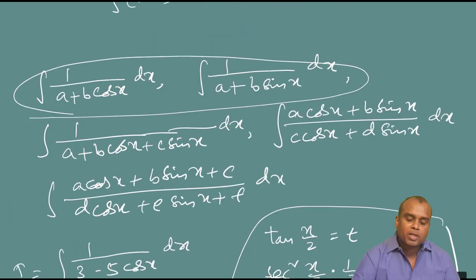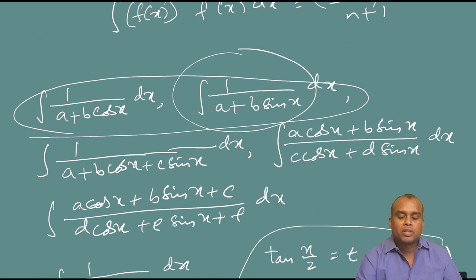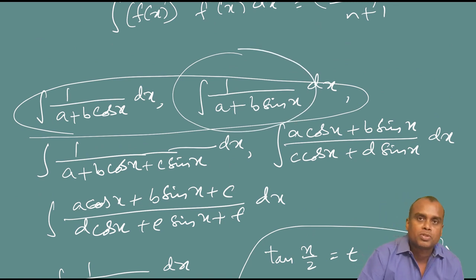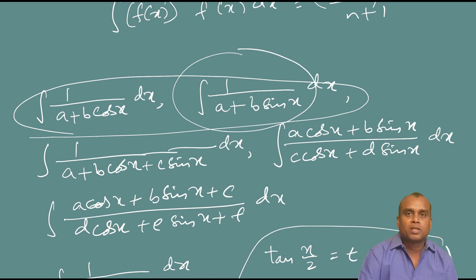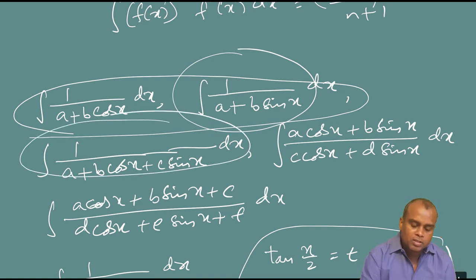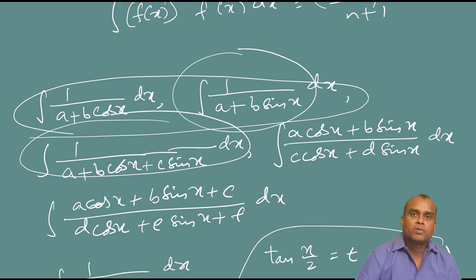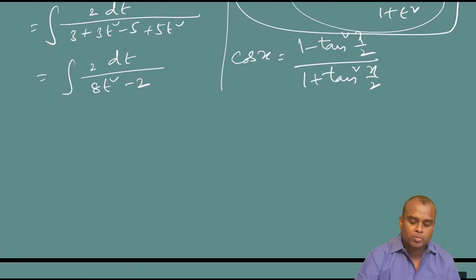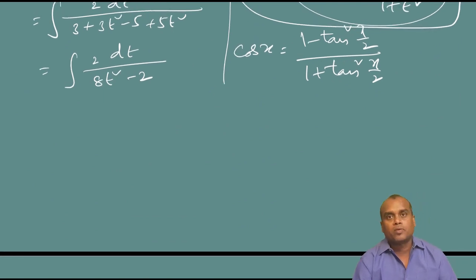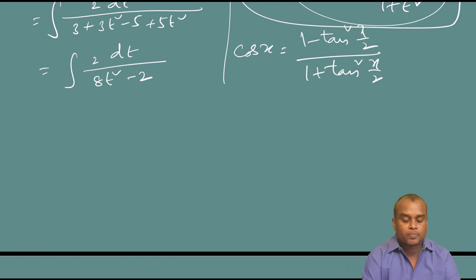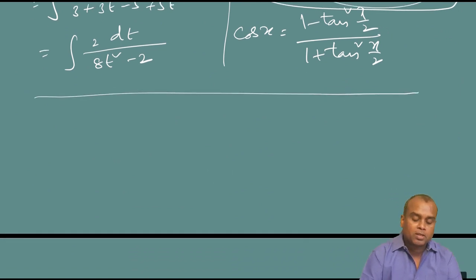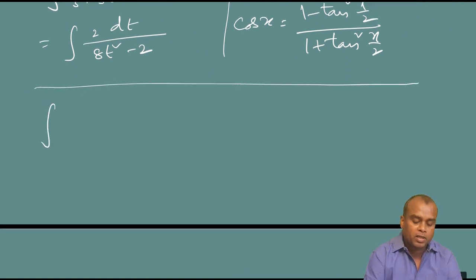Now on the same lines, you can even do this integral 1 by a plus b sin x dx. You simply make the substitution tan x by 2 is equal to t. In fact, for this also we make the same substitution, third type, tan x by 2 is equal to t. Let us do one problem of that type, and once again when I come across 1 by a quadratic, I leave it there for you. Okay, let us see how to evaluate this integral.